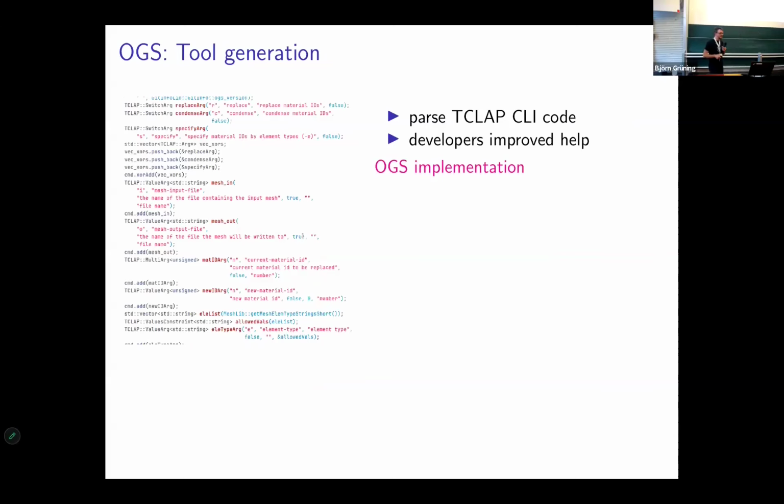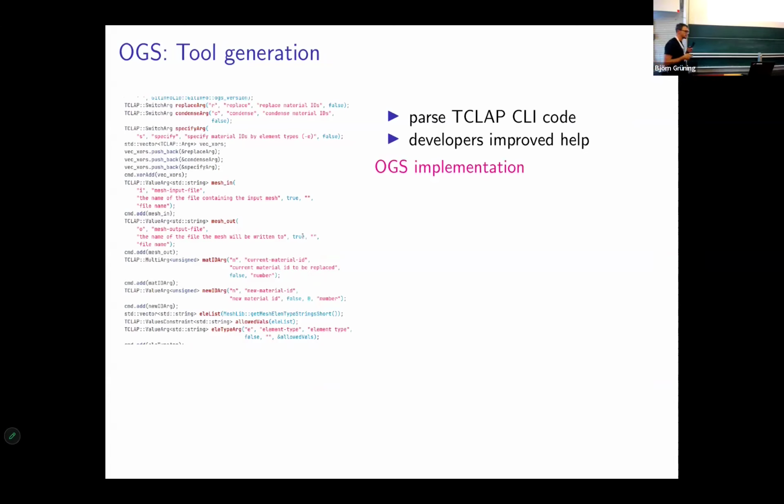So a similar thing we did for OGS. OGS is command line applications written in C++, and they use a library called TCLAP, I never heard of it before, to create their command line interface. So they do something like, okay, you have a command line argument, replace or --r with some help. This seems to be a switch arg, so kind of a Boolean. And so we took this information and also created a Galaxy tool from this.